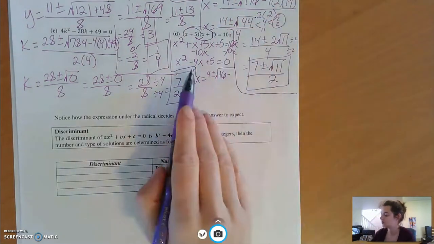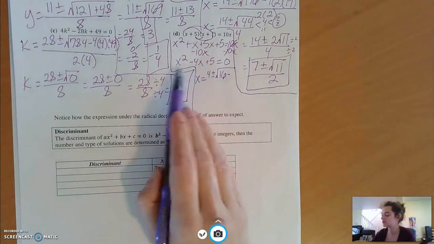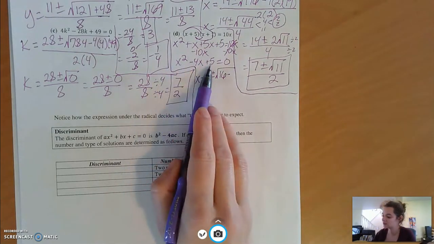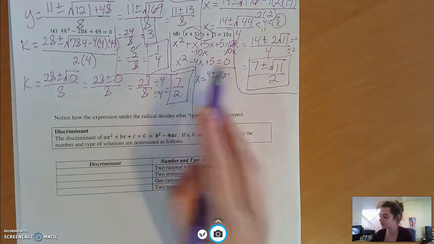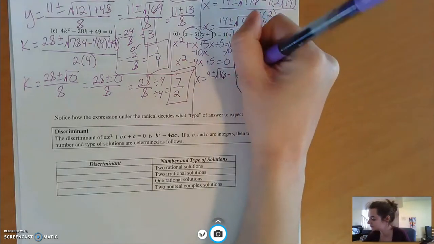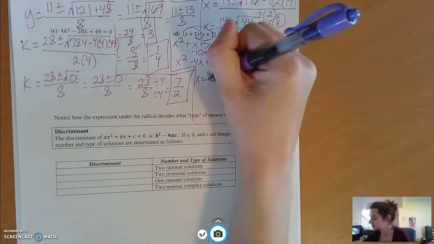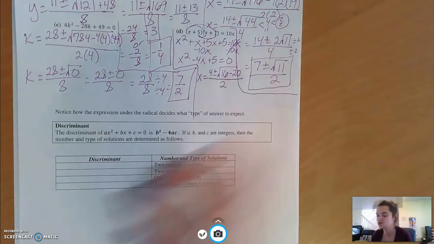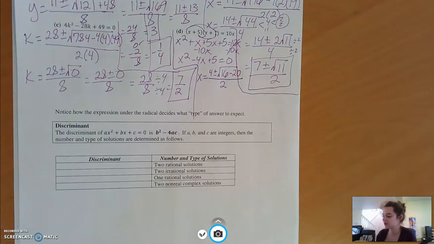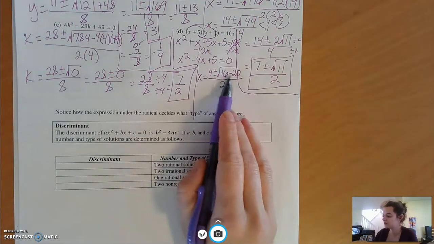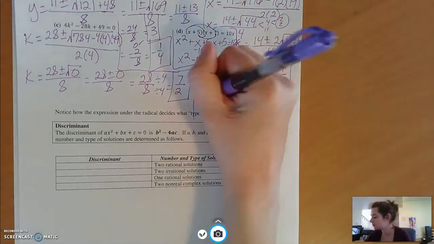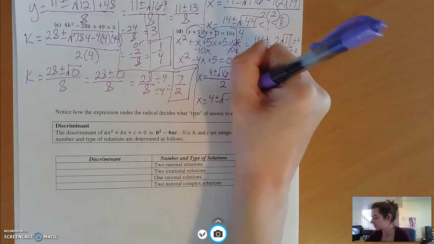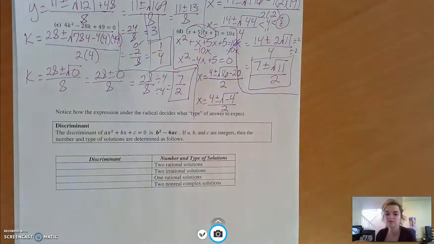Minus 4 times a times c. So I'm going to have 4 times 1, which would be 4, times c, which is 5. And so 4 times 5 would be 20. And this is all over 2a, so 2 times 1 is 2. Then let's simplify from here. Inside the square root, 16 minus 20 is negative 4. So I'm going to have 4 plus or minus the square root of negative 4 all over 2.